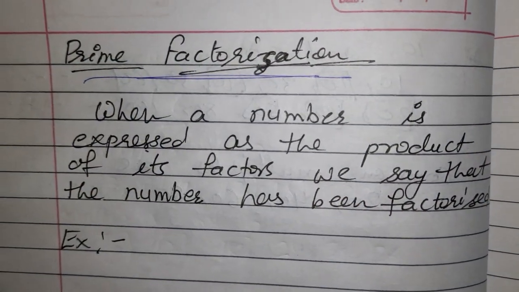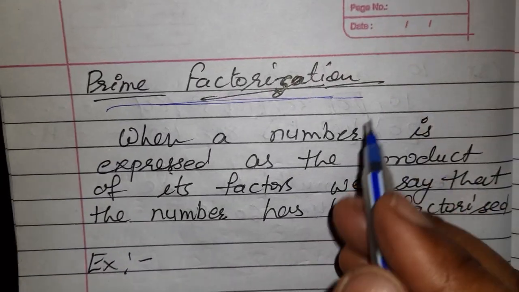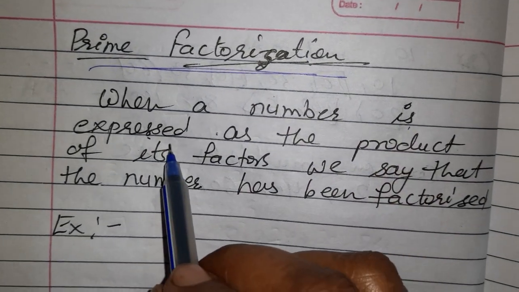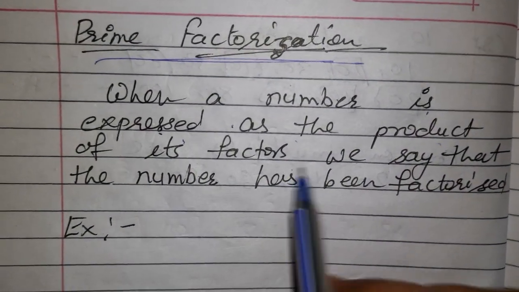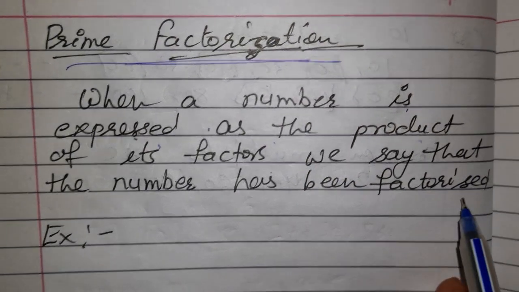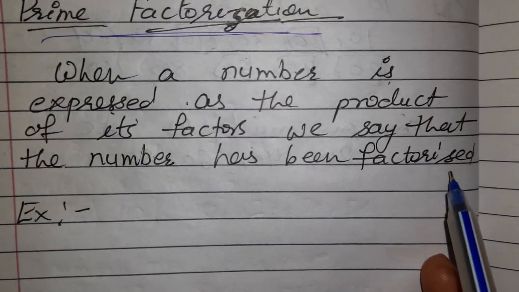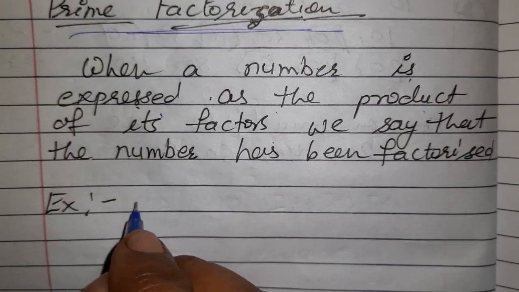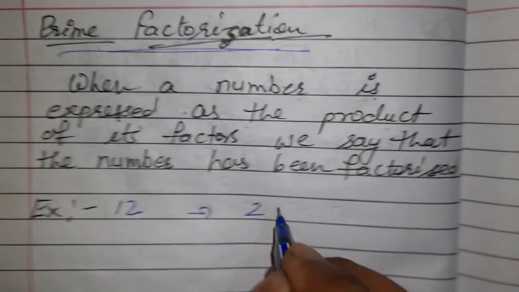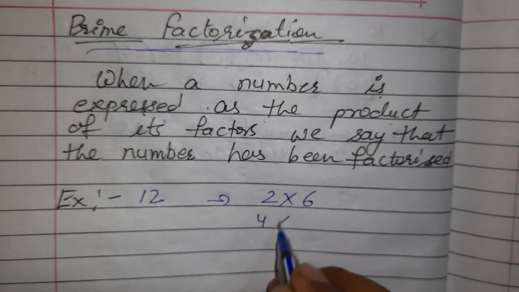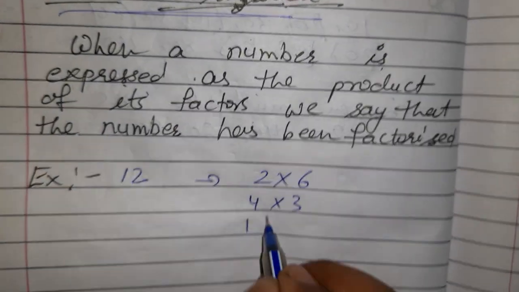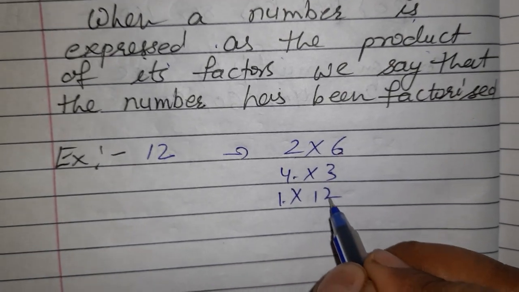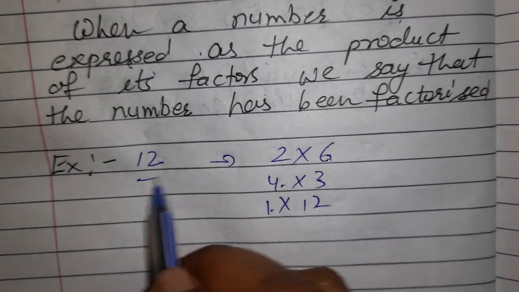Prime factorization. I think you understand about the factors. What are factors? When a number is expressed as the product of its factors, we say that the number has been factorized. Means if we write any number in the form of a product of its factors, just like the example 12, we can write it as 2 into 6 or 4 into 3, or 1 into 12, any way we can write. So all these are the factors of 12, and we say 12 is factorized.